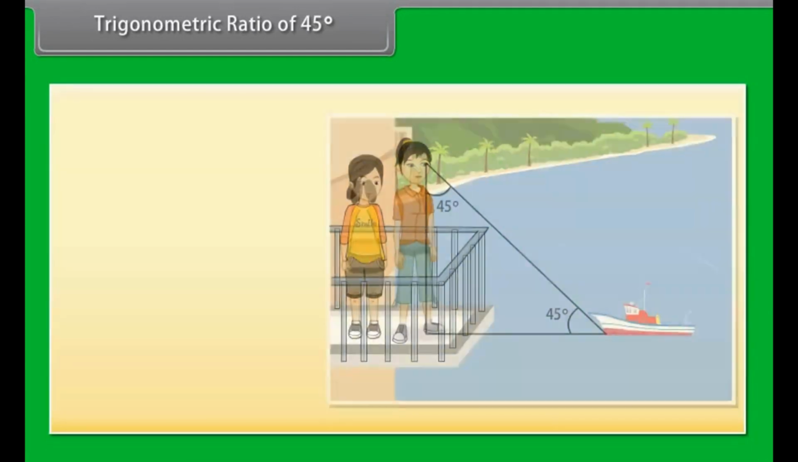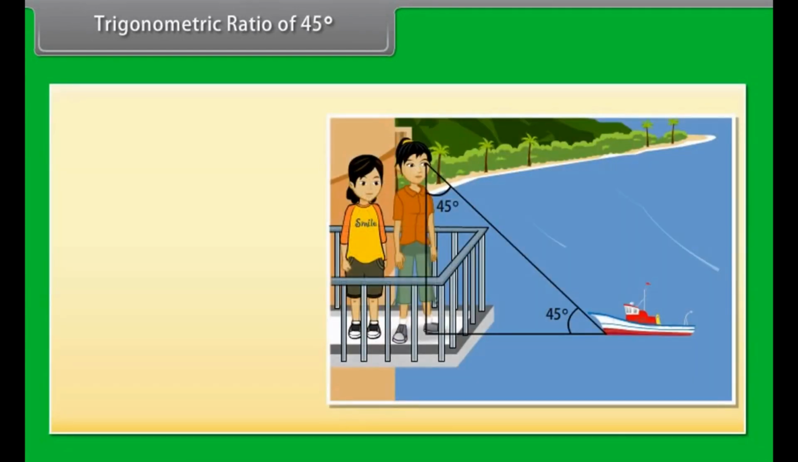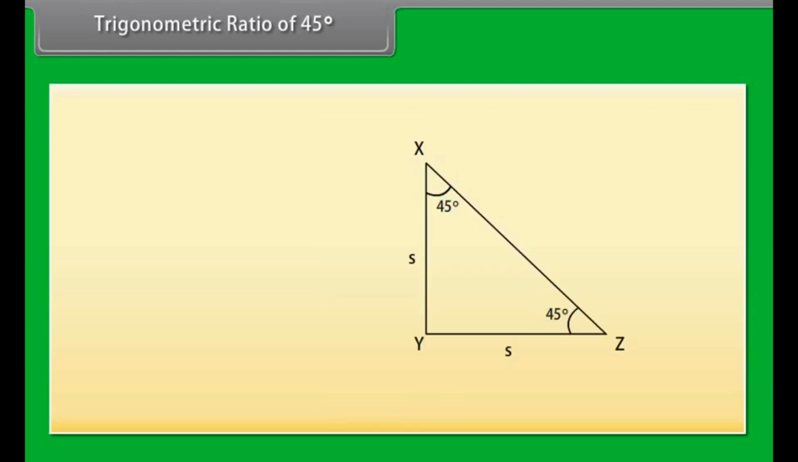Trigonometric ratio of 45 degree. Consider the right-angled isosceles triangle XYZ. XY is equal to YZ, which equals S. Angle Y is equal to 90 degree. Angle X is equal to angle Z, which is 45 degree.